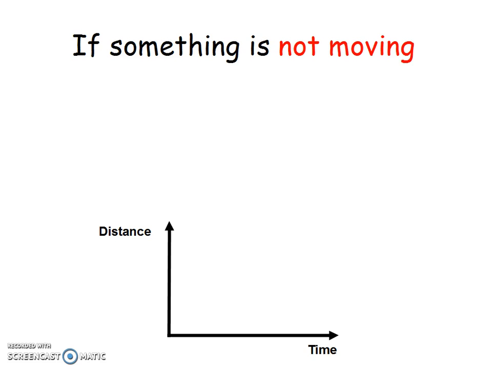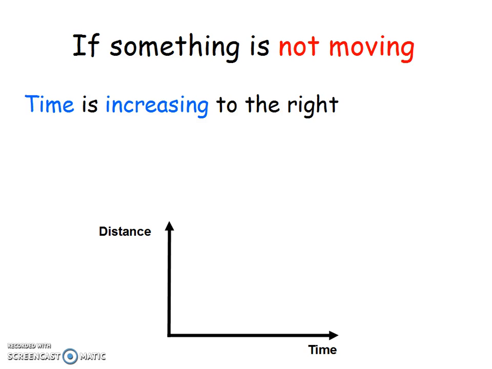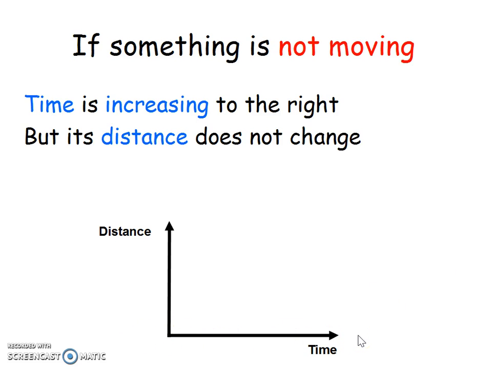Okay, so let's first talk about what the graph is going to look like if something is not moving. When something is not moving, time is still increasing. Time is always going. It's going now. So it's going to increase to the right. But the distance is not going to change. If it's not moving, the distance is going to stay the same.